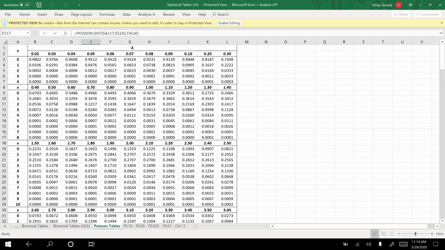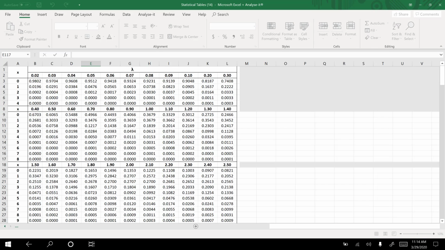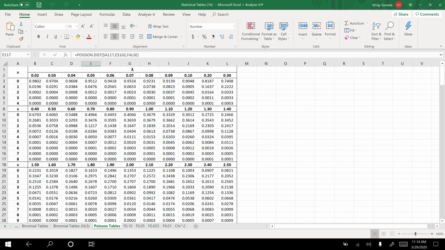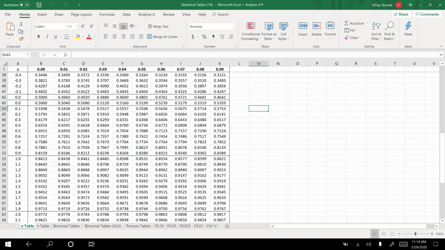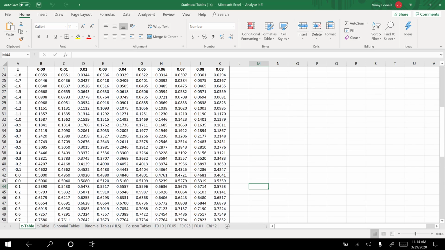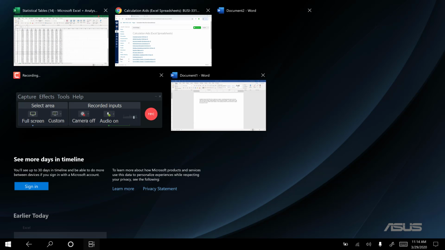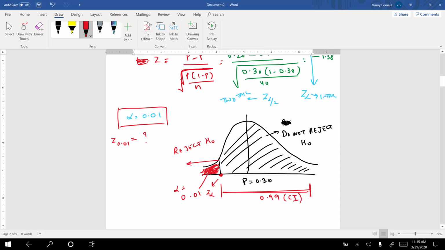And then do enable editing. Currently we are in Poisson tables. We need to go to Z. So I go to Z and look for a probability of 0.01. So I'm going to look for 0.01. If you see in our problem, we are looking for a probability of 0.01.